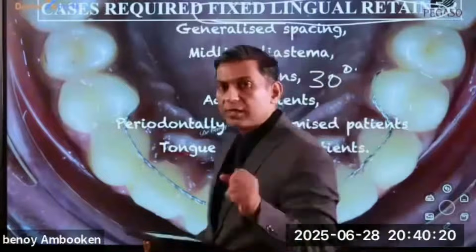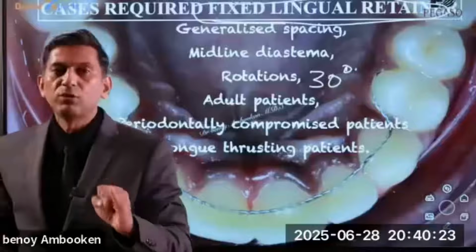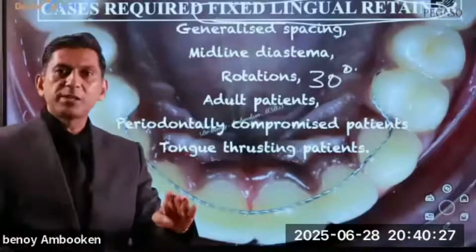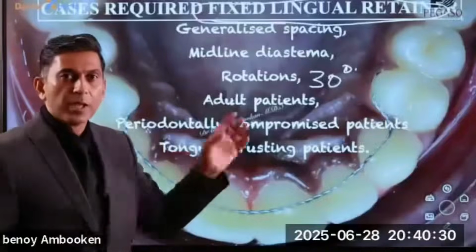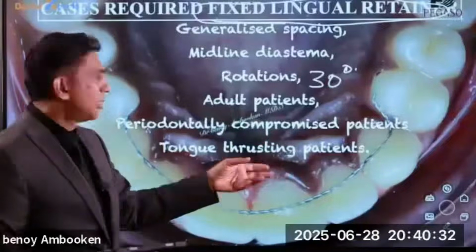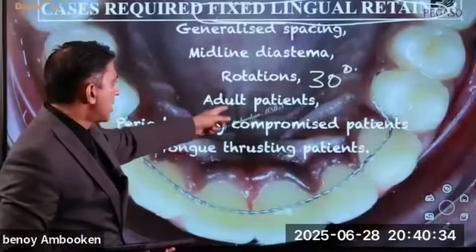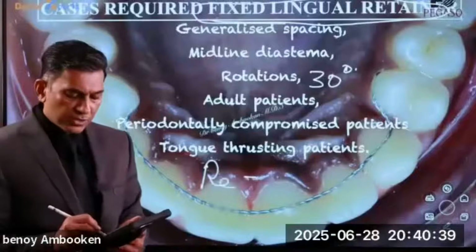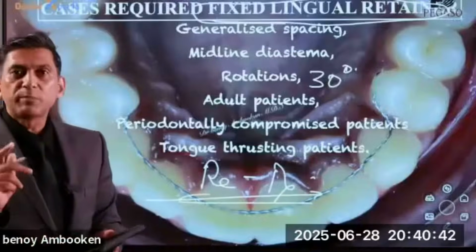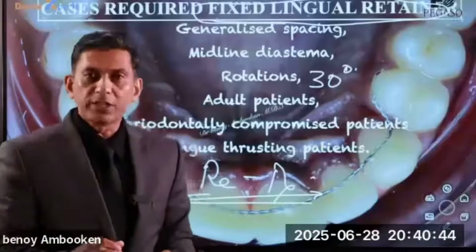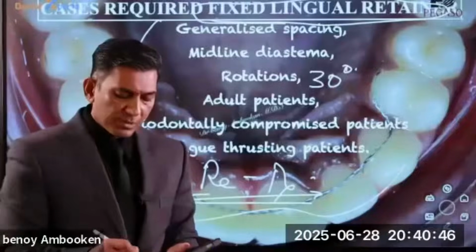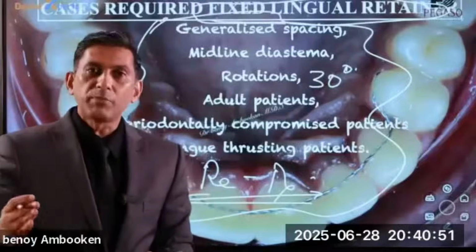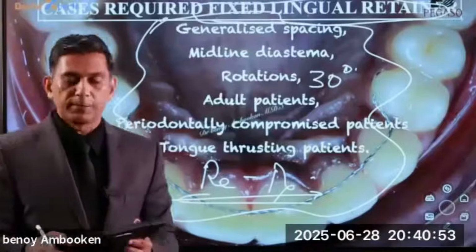So do remember, a fixed lingual retainer in the upper and lower arch is very essential for cases of midline diastema, generalized spacing, that is non-extraction cases I'm telling, anterior rotation more than 30 degrees, periodontally compromised patients, adult patients, tongue thrusting patients, retreatment cases, which is very essential. All retreatment cases should be given a fixed lingual retainer. With all these types of patients coming, do remember your appliance selection, diagnosis, mechanics, biomechanics, and retention should be perfect.